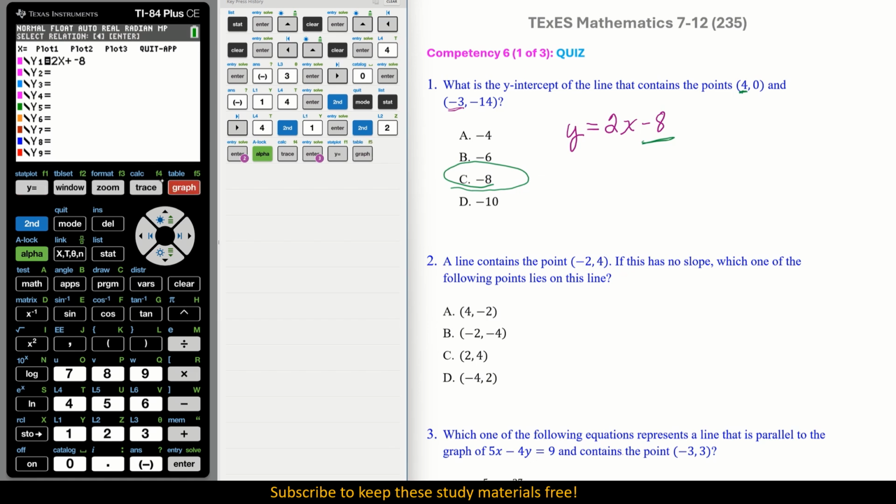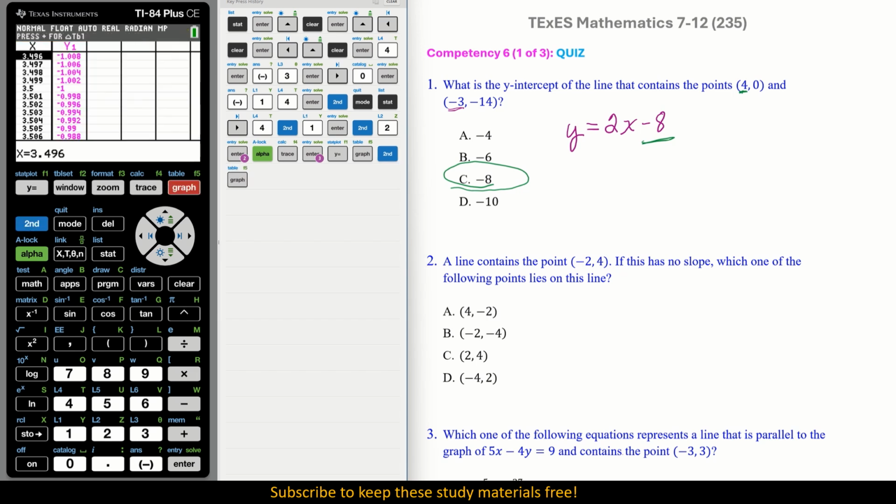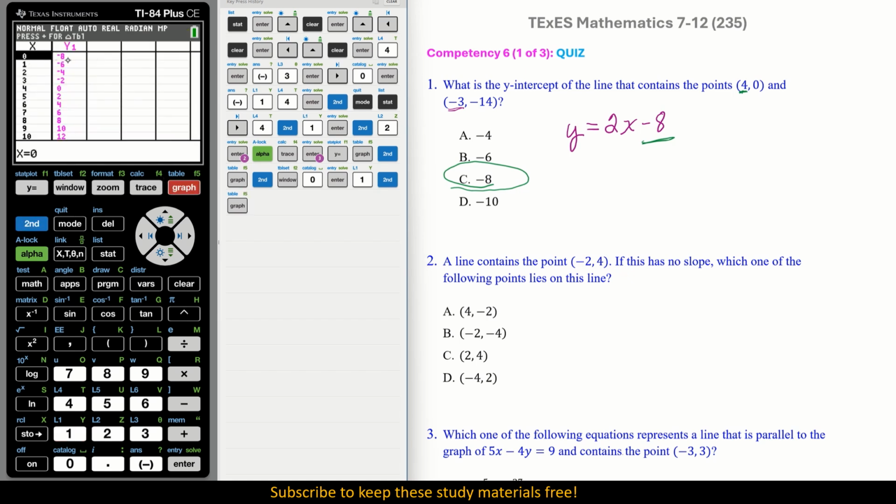So let's go ahead and graph that. Okay, and as you can see, it looks like it does actually cross there at -8. So let's go second graph, and let's set up our window. We want x to equal 0, and let's enter and say we want it in steps of 1. Now let's go look. Second graph. Okay, and that's exactly what we needed, 0 and -8.